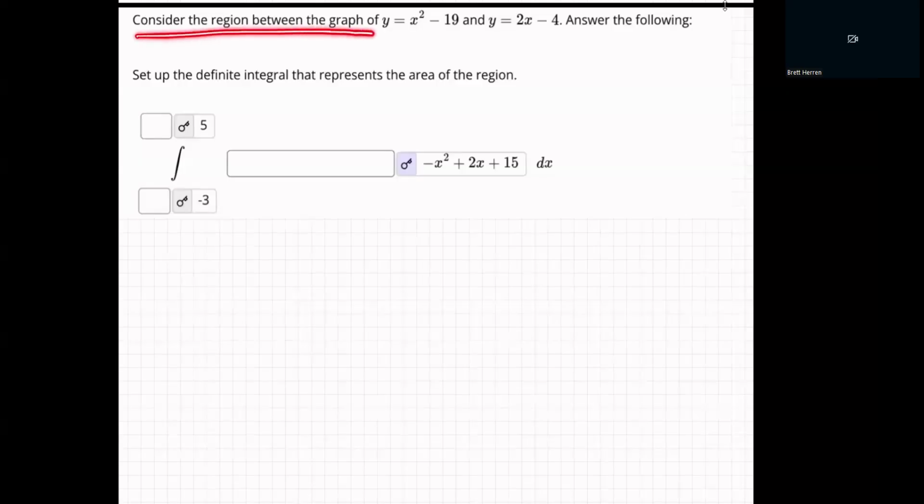Consider the region between the graph of y equals x squared minus 19 and y equals 2x minus 4. Answer the following. Set the definite integral that represents the area of the region. So I have to set the integral. There's the answer. How do we get that kind of thing?